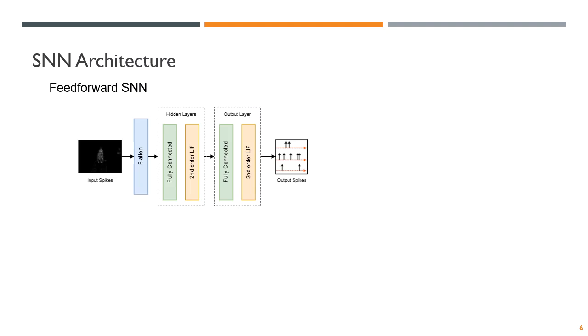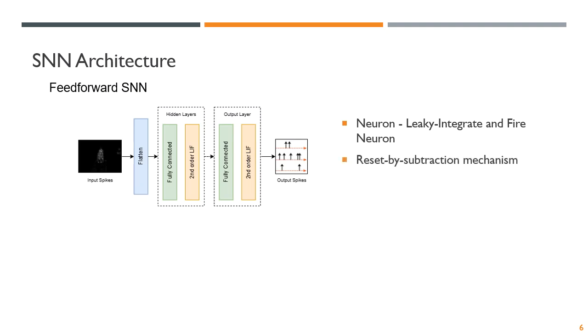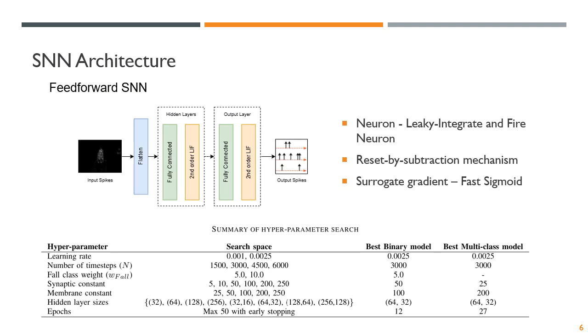The feed-forward spiking neural network architecture originally proposed is shown here. The neuron model is the leaky integrate and fire neuron, which resets by a subtraction mechanism. Since the leaky integrate and fire neuron model is not differentiable, we use the surrogate gradient method using a fast sigmoid function to handle the non-differentiability. With the following hyperparameter search, the best binary and multi-class models were identified for this architecture.